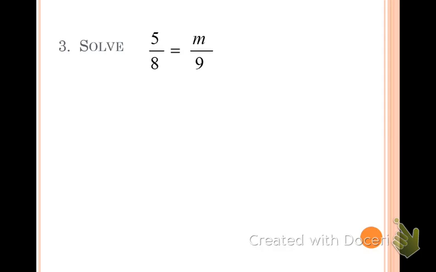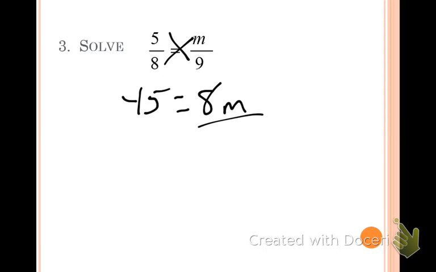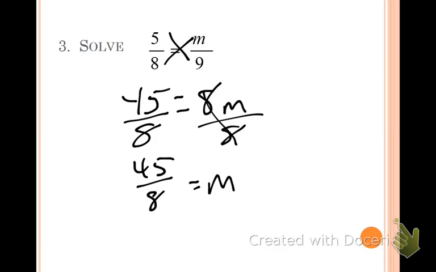Okay, and we should be there. Right? Again, cross multiply. The property of proportion says if you take 5 times 9 and get 45, it should be the same thing as taking 8 times m. Those should be equal. Divide by 8, divide by 8. So m is 45 over 8, and unfortunately we cannot reduce that down anymore.